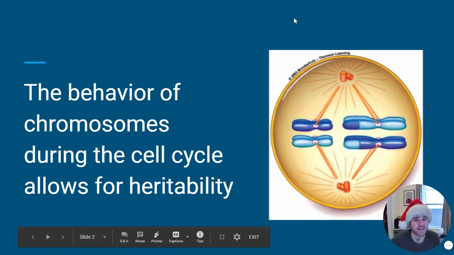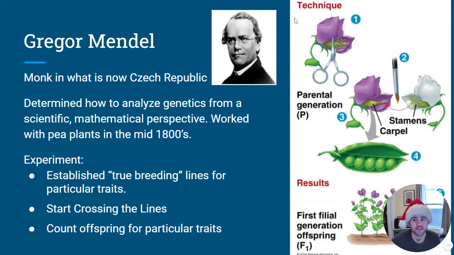So we need to go back in time, though, to see how we figured this all out. And it all goes back to a monk living in what is now the Czech Republic, whose name was Gregor Mendel, known as the father of genetics. And he determined how to analyze these genetic patterns from a scientific and mathematical perspective. And he was doing this in the mid-1800s.